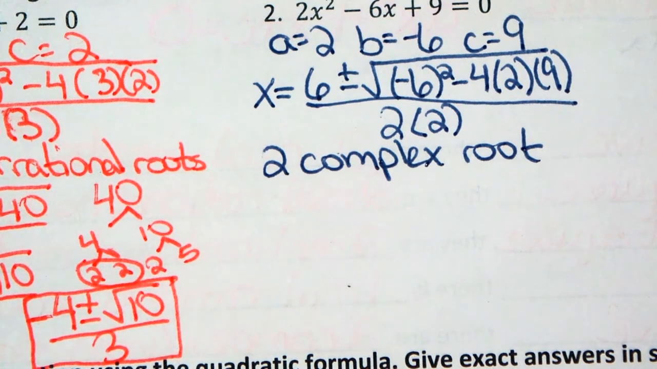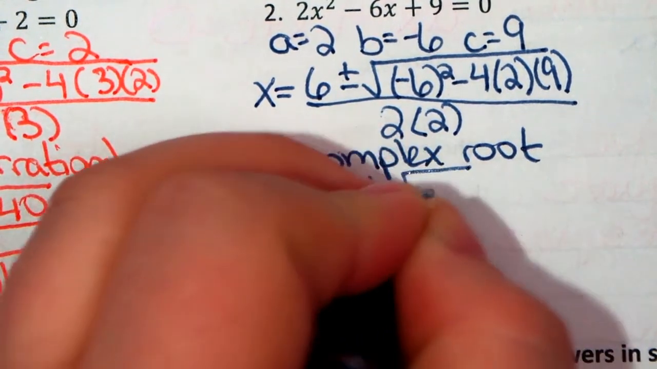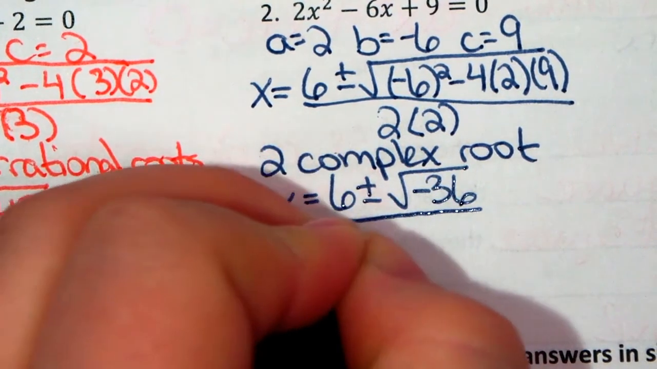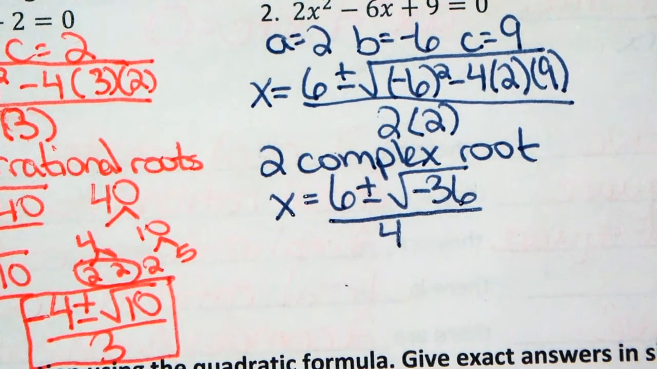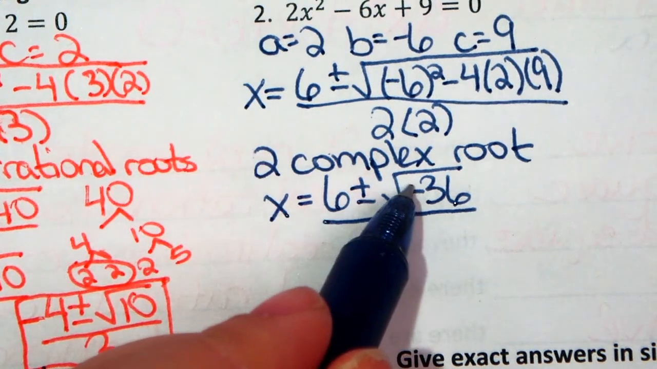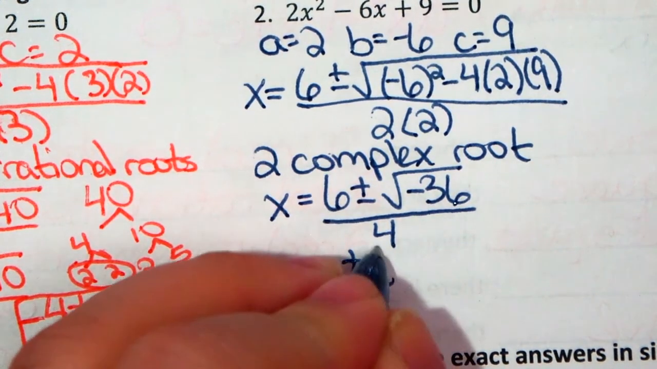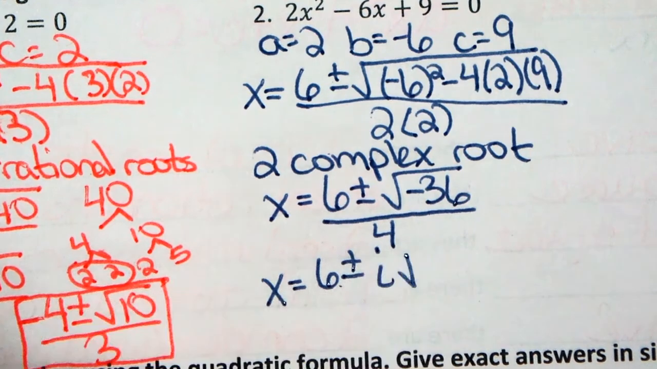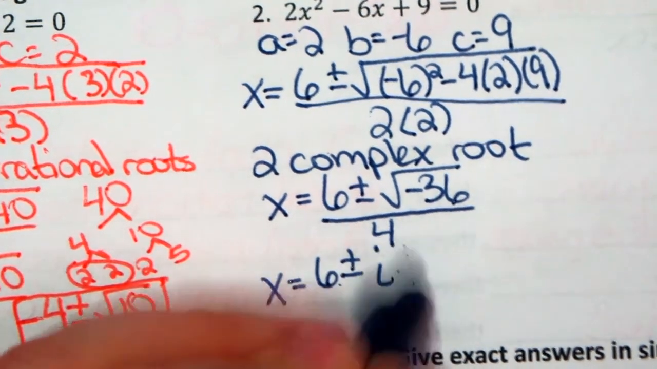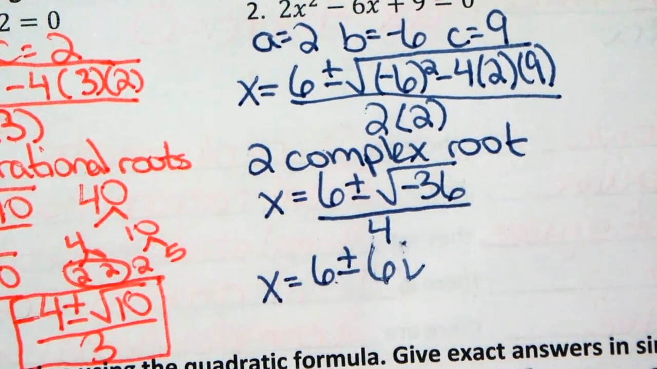Now we'll take and plug that negative 36 for our discriminant underneath the radical. So we have x equals 6 plus or minus the square root of negative 36 all over 2 times 2, which is 4. Remember from a couple of videos before that when we have a negative on our radical, it comes out as i. And the square root of 36, we can find that it's just 6. So 6 and i are both now out of the radical.